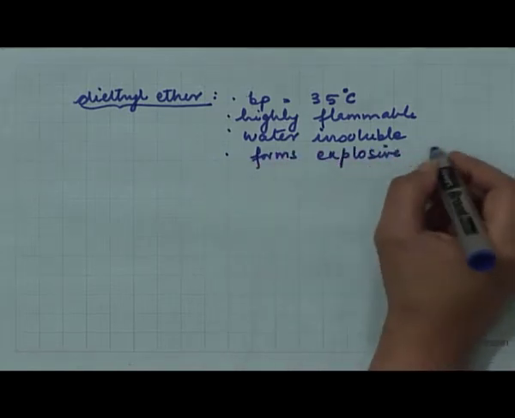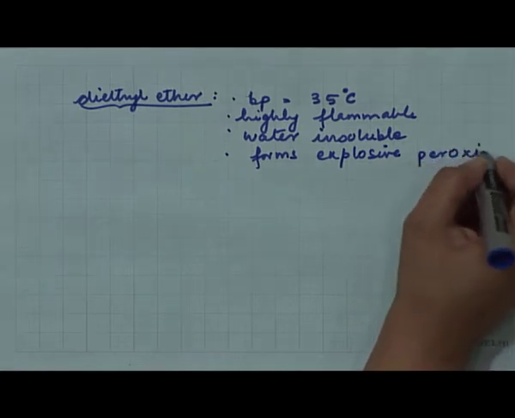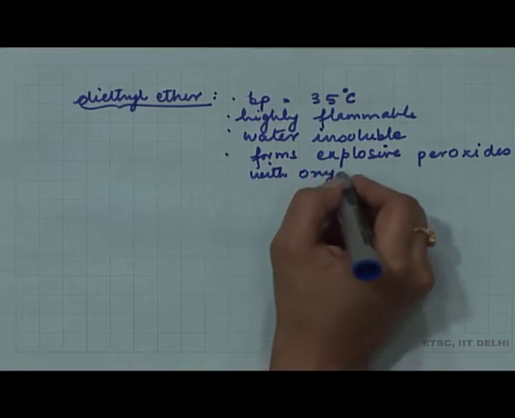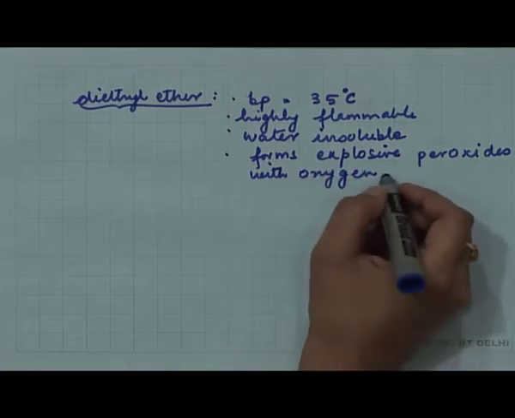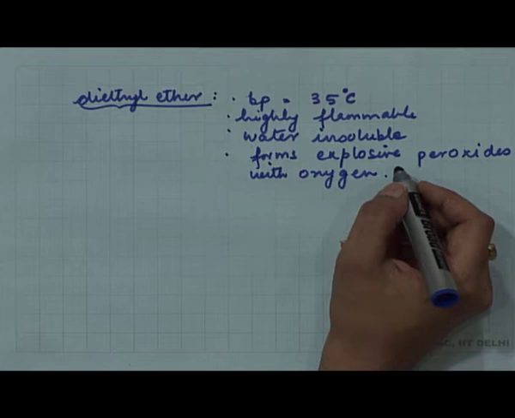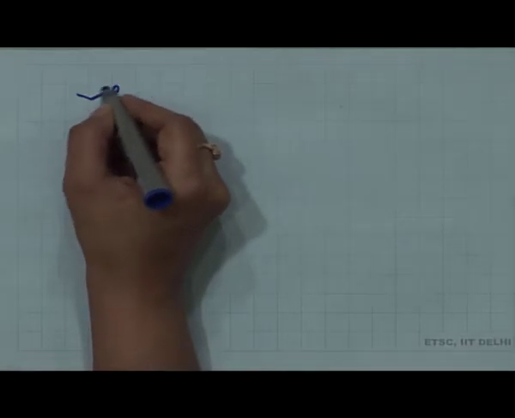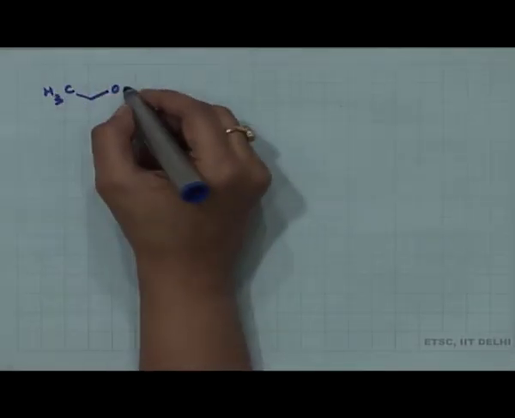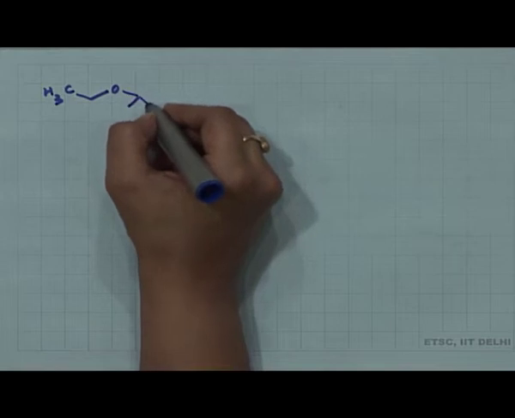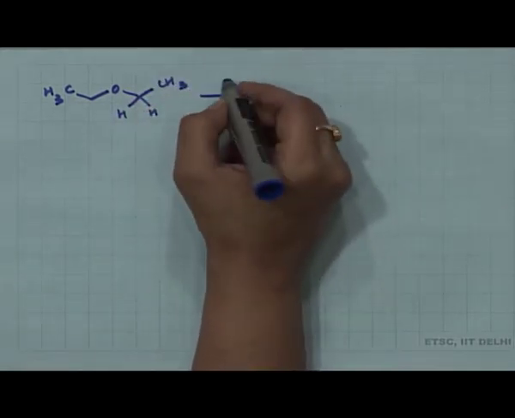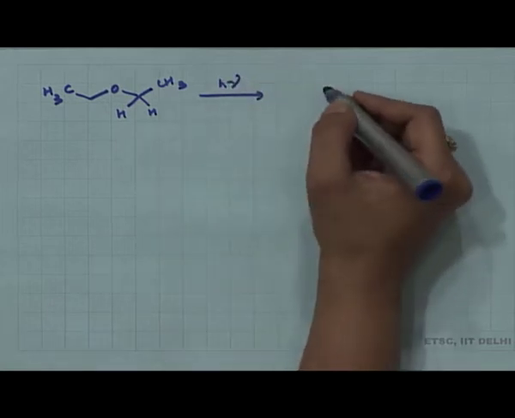It forms explosive peroxides with oxygen, and that is one reason why these ethers are stored in dark colored bottles, because this is a light initiated reaction. So, what is the mechanism for formation of these hydroperoxides of ether? This is a light induced reaction. For example, we talk about diethyl ether as an example. This is a light mediated reaction, which takes place by a radical pathway.